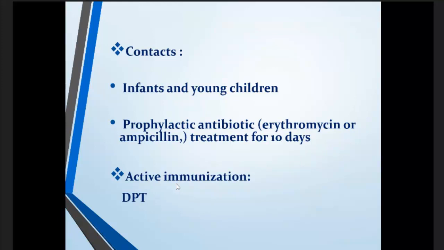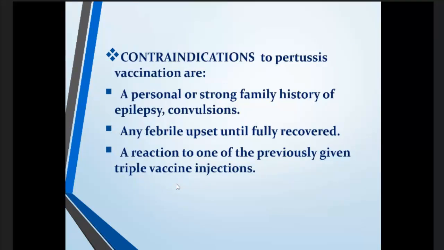Regarding contacts, of course, prophylactic antibiotics are given, like erythromycin or ampicillin for 10 days. And also for non-immunized children, active immunization with DPT is provided. Contraindications to pertussis vaccine are personal or strong family history of epilepsy or convulsions, any febrile upset until fully recovered, or a reaction to one of the previously given triple vaccine injections.